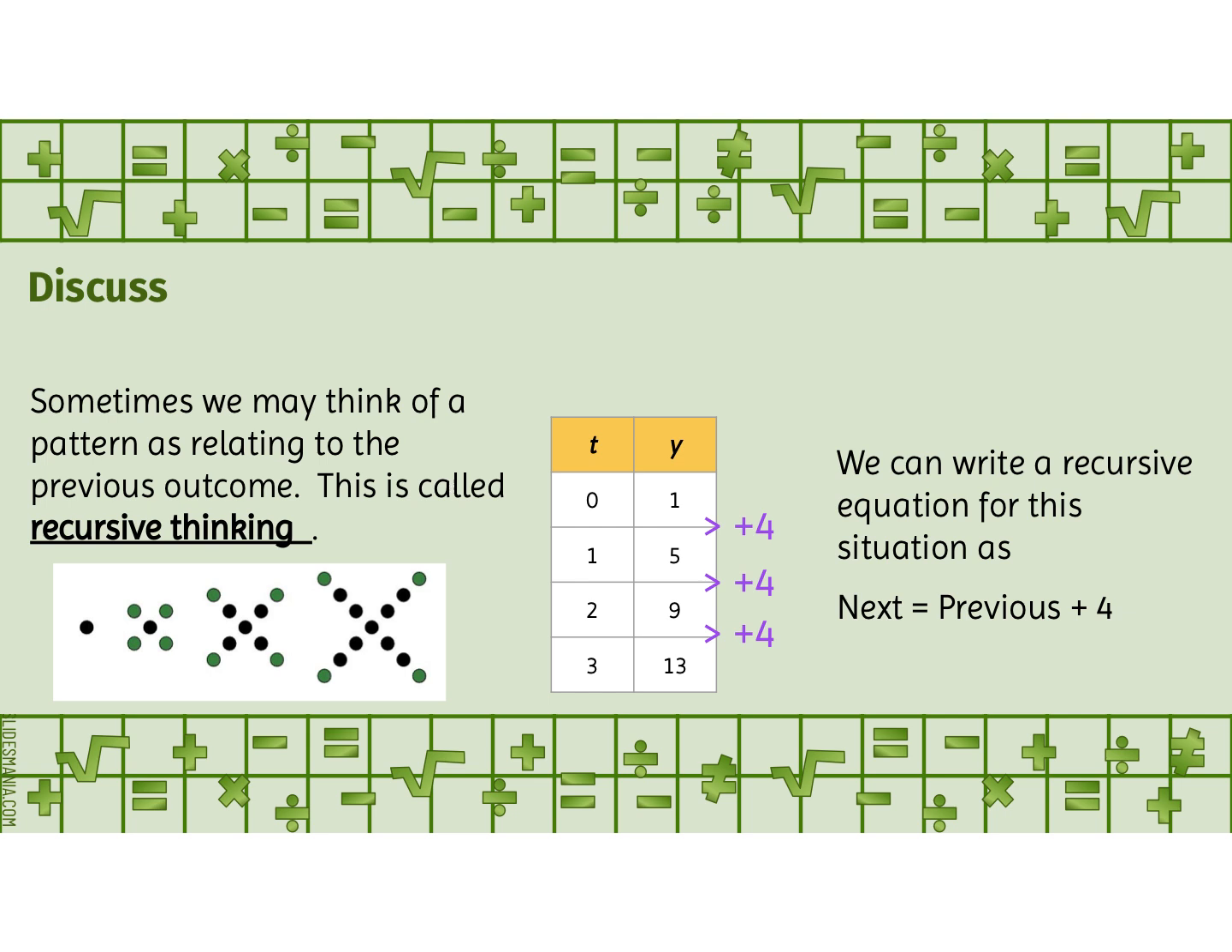Just like with our table, at time 1, we only had 1. We're adding 4, adding 4, and then adding 4 again. So we can use a common recursive equation for this situation: the next equals the previous plus 4. Again, this is what is considered recursive thinking.